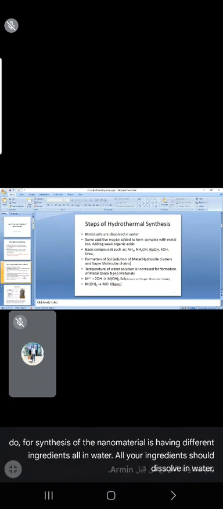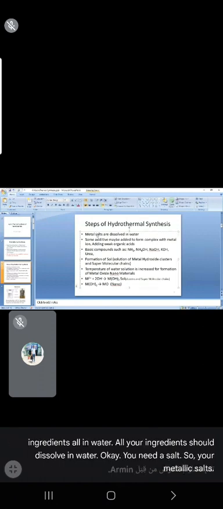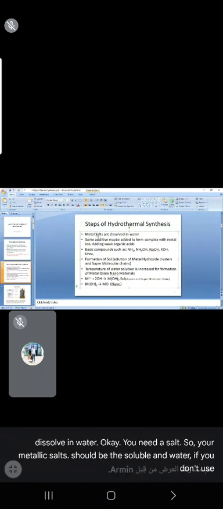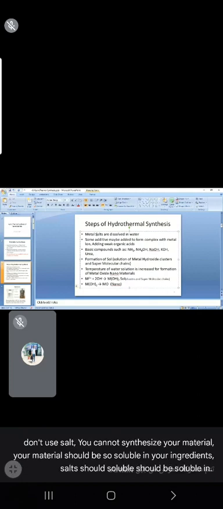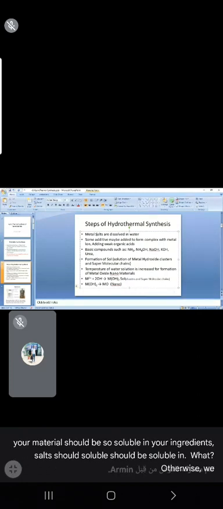Okay, you need a salt. Your metallic salts should be dissolvable in water. If you don't use salt, you cannot synthesize your material. Your ingredient salts should be soluble in water. Otherwise, you cannot start your synthesis.